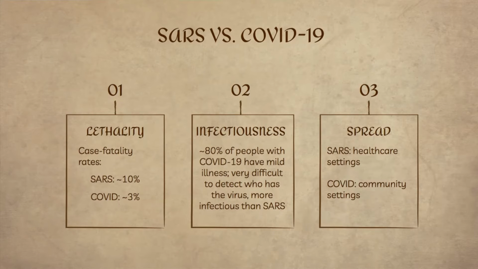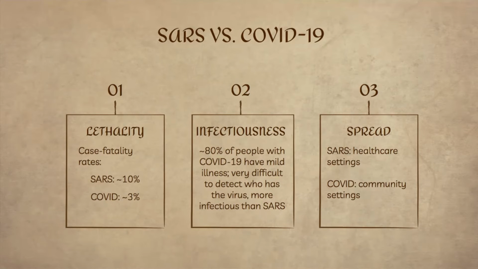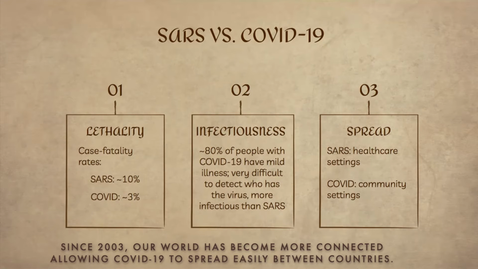There are other key differences as well. About 80% of people with COVID-19 only have a mild illness. Many may not even realize they're sick. This makes it harder to determine who's infected and who's not. Finally, COVID-19 is now spreading easily within communities. This was not the case in SARS, which was more commonly spread in healthcare settings. Since 2003, our world has become much more globally connected, making it easier for COVID-19 to spread between regions and countries.